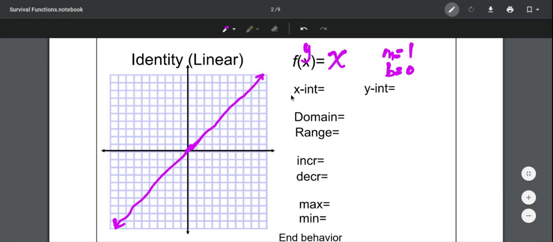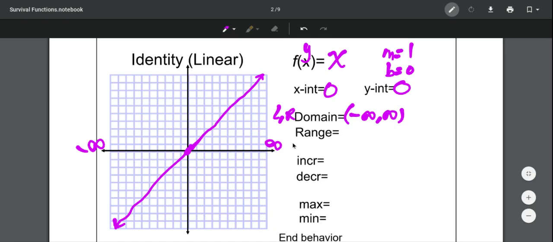So the x-intercept, where does it cross the x-axis? Well, it crosses the x-axis right there, so that's at 0. Where does it cross the y-axis? Well, it crosses right there. That's 0. So the domain is how far to the left does this graph go? Well, the graph goes all the way to negative infinity. And how far to the right does the graph go? It goes to positive infinity. So left to right, we get negative infinity to infinity.